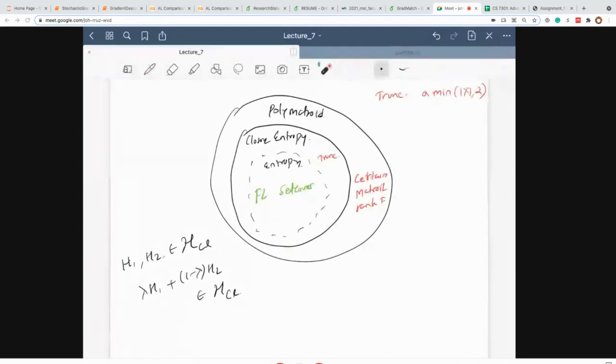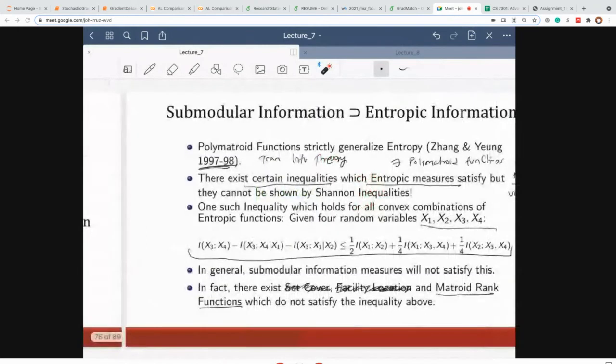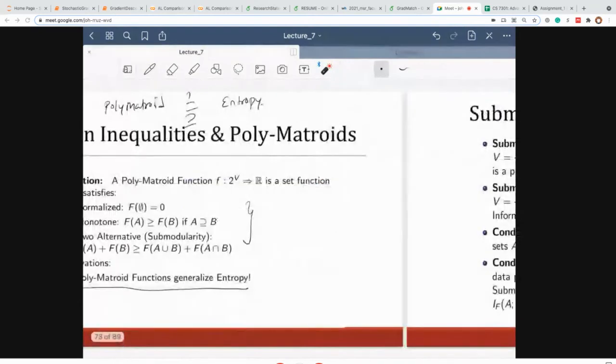And I think this is an interesting research direction, which I just want to briefly mention here, on characterizing submodular functions in this information theoretic landscape. All right, but I think we can come back now. So any questions on this so far?